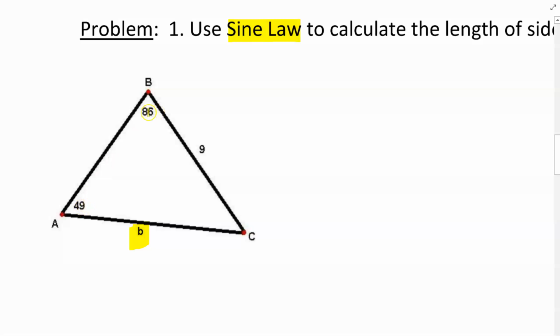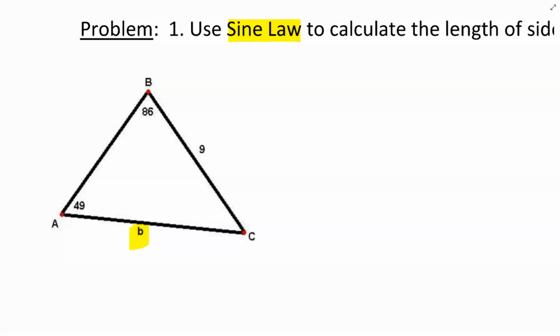Like if this is 49 and this is 86, this would have to be 90. But if you subtract them from 180, unfortunately, this is not 90. Also, I didn't draw in a 90-degree angle anywhere, so you can just assume it's not 90 degrees. So the first thing we need to do is go ahead and label this triangle.